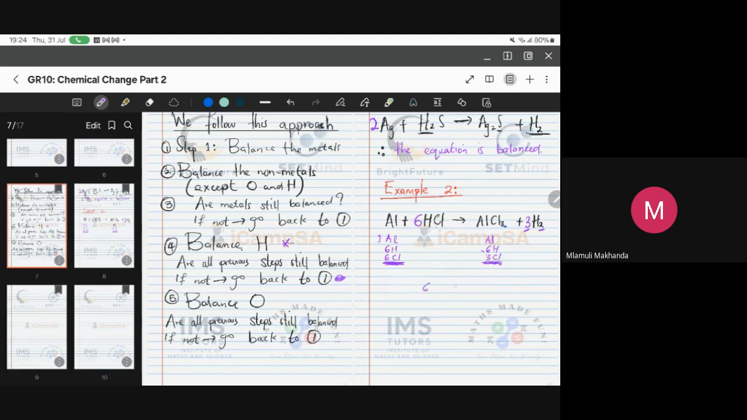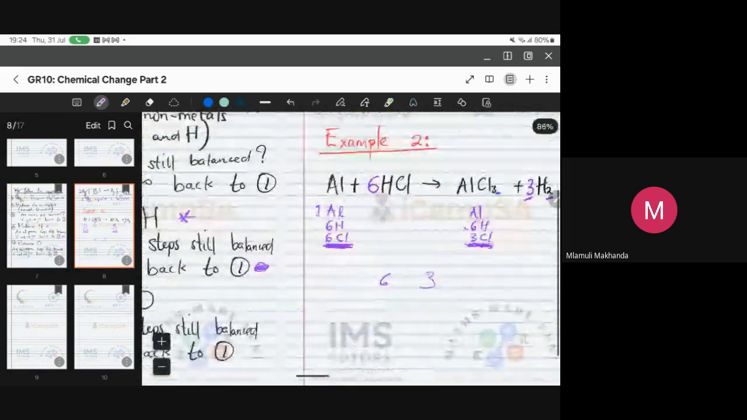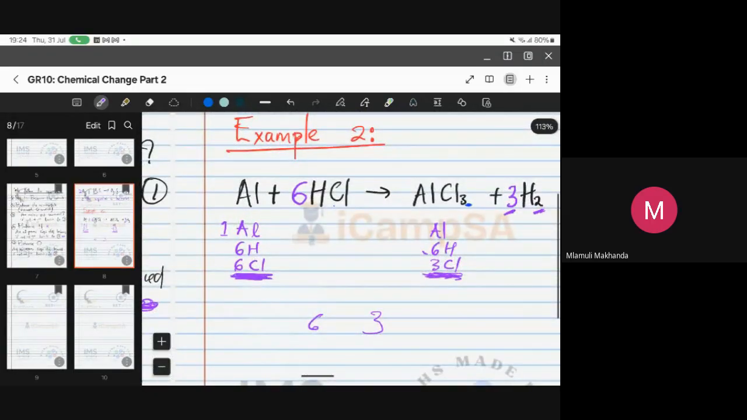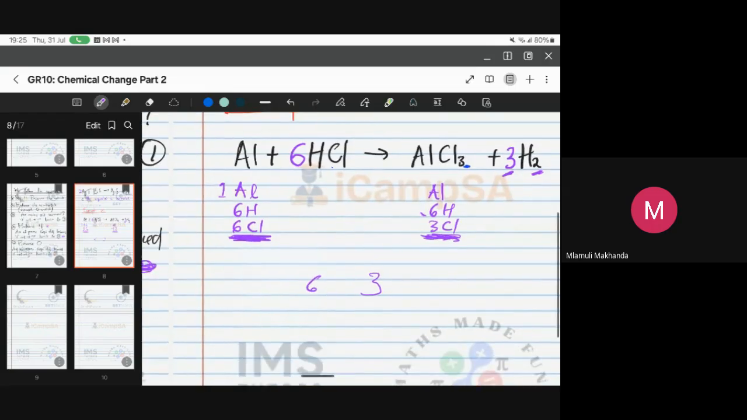So we have 6 and 3. Let me zoom in for you. So now we check, what's the common factor of 6 and 3? Well, 3 does go into 6, right? And 6 can be divided by 3 to get 2.